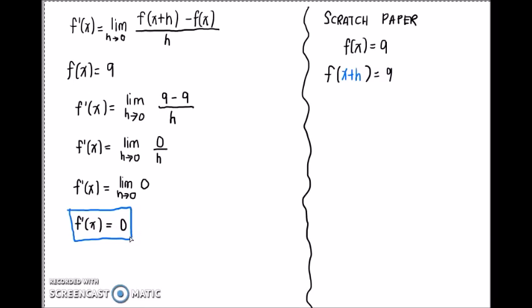What does it mean? The slope of the tangent line to the function f of x equals 9 is equal to 0. So, let's recall, ano nga ba yung itsura ng line kapag 0 ang slope? That would be a horizontal line. That's right. Okay? So, that's for our first example.